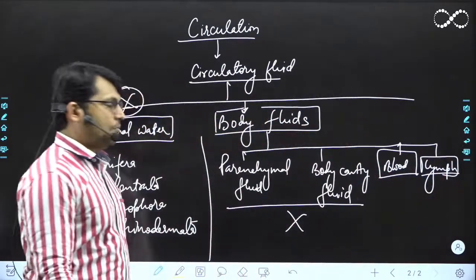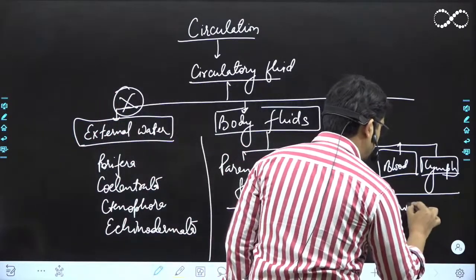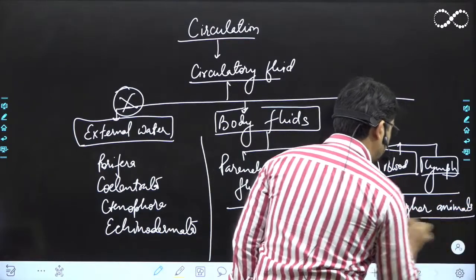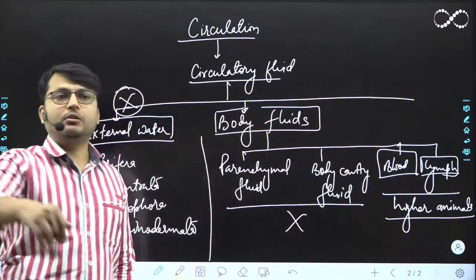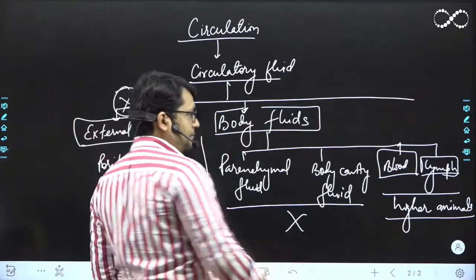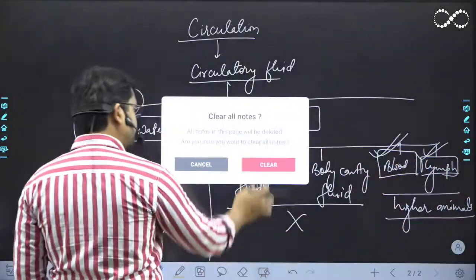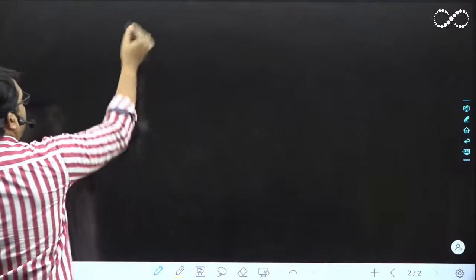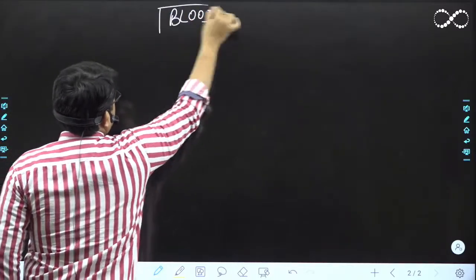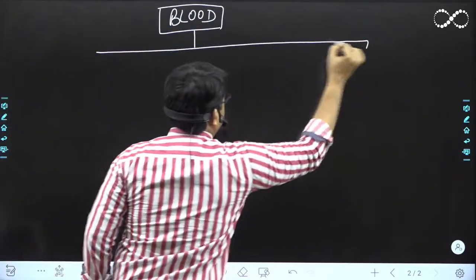Great. So mostly in the higher organisms, in higher animals, the circulation is done by either the blood or the lymph. Okay. And we mainly have to focus on these two. Let's talk about the blood. Now, when we are talking of blood, blood has two components.